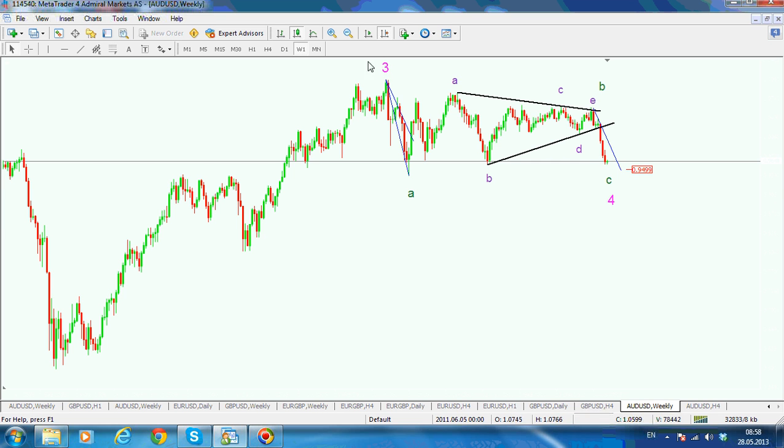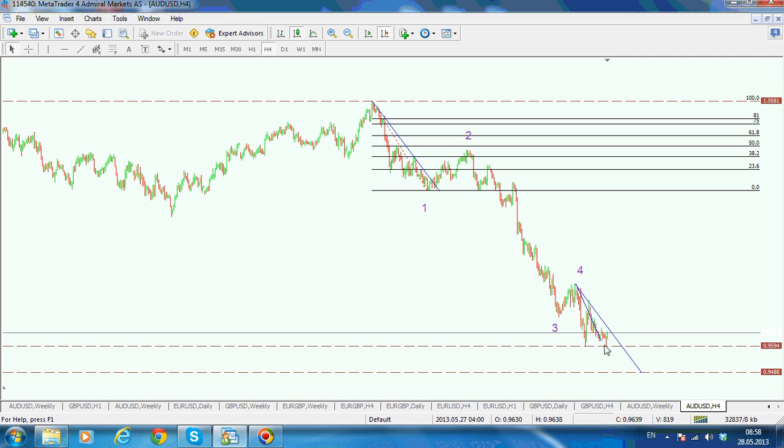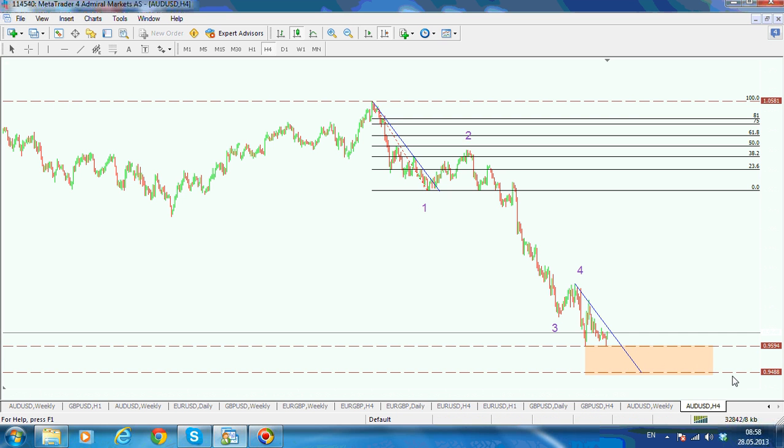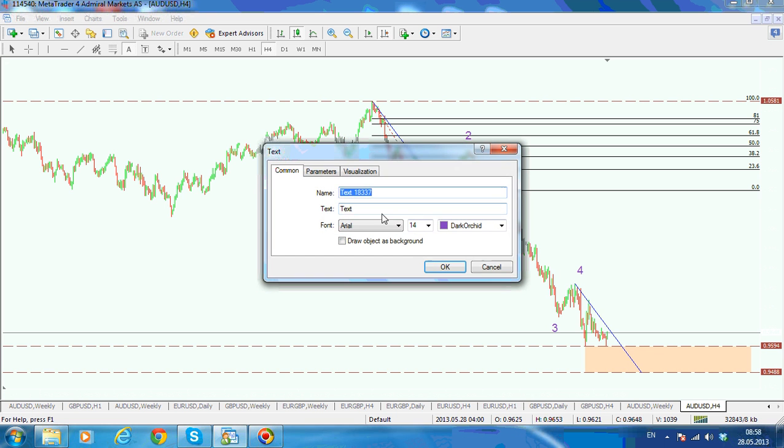In this case, would be 61.8 out of wave A of this weekly chart. So I would rather look for this target on the downside. So this area here will be my target for the fifth wave. So that should be target for wave 5.